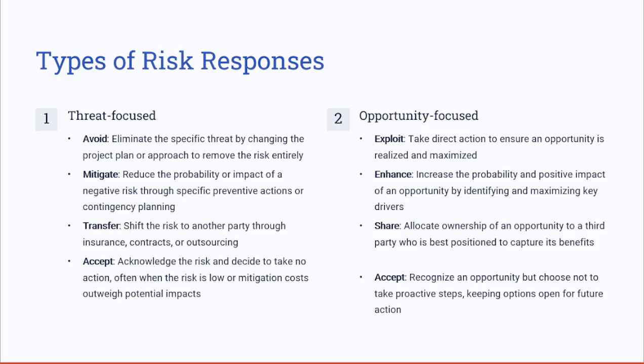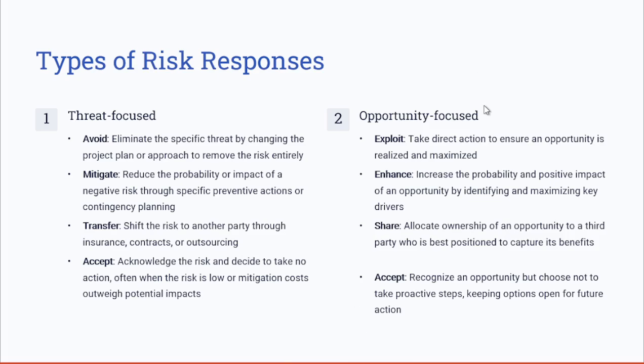Next, we have transfer. Transfer is shifting the risk to another party, through purchasing insurance or hiring a contractor to handle that risk. Outsourcing also comes as part of transferring the risks. Finally, we have accepting. Accepting is acknowledging the risk and deciding to take no action on it, often when the risk is low in terms of probability and impact, or the mitigation costs are higher than the potential impacts, so you accept to do nothing about it.